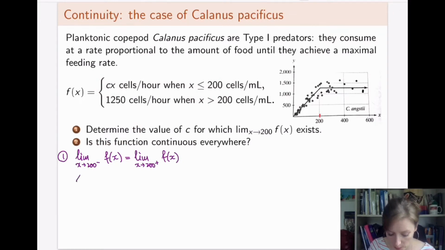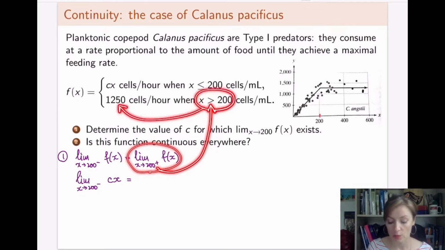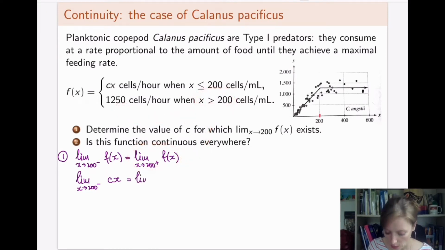Okay, so this means when x is approaching 200 from the left, my function is actually cx. Whereas when it approaches 200 from the right, that means that x is bigger than 200, which then in turn means that I will be using this second piece of the function to plug in for. Okay, so here, limit as x goes to 200 from the right of 1250. And now I simply have to compute those two limits and solve for c.